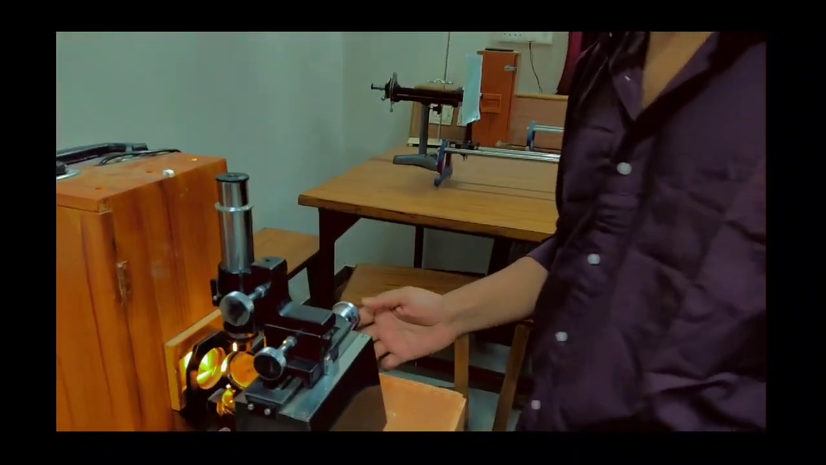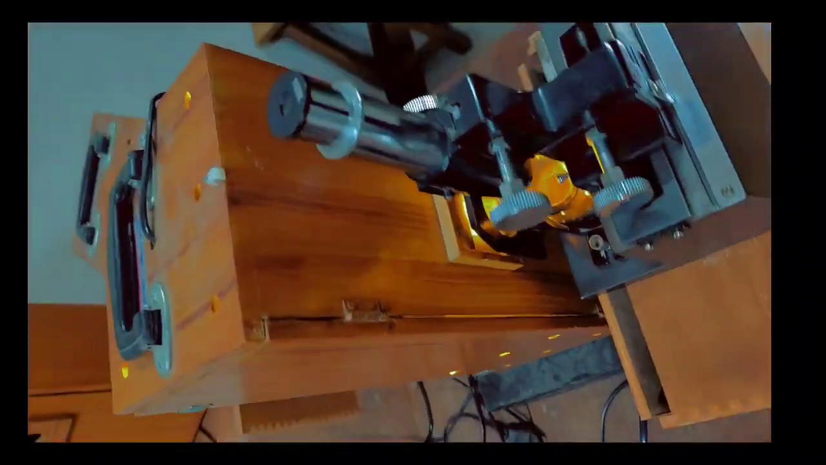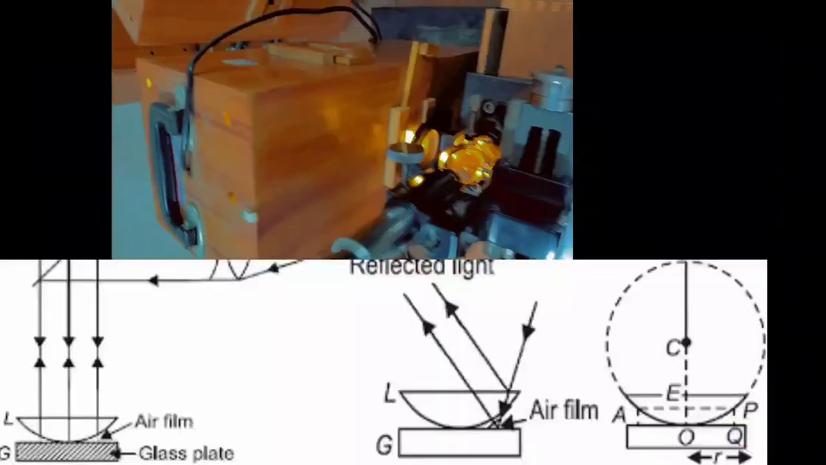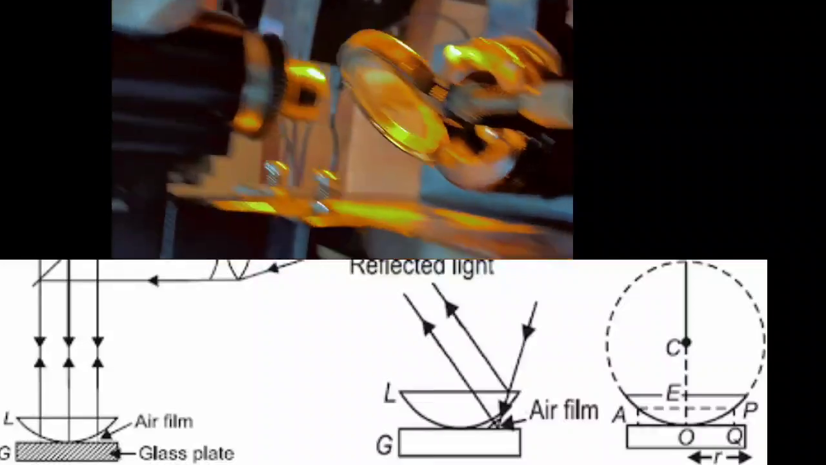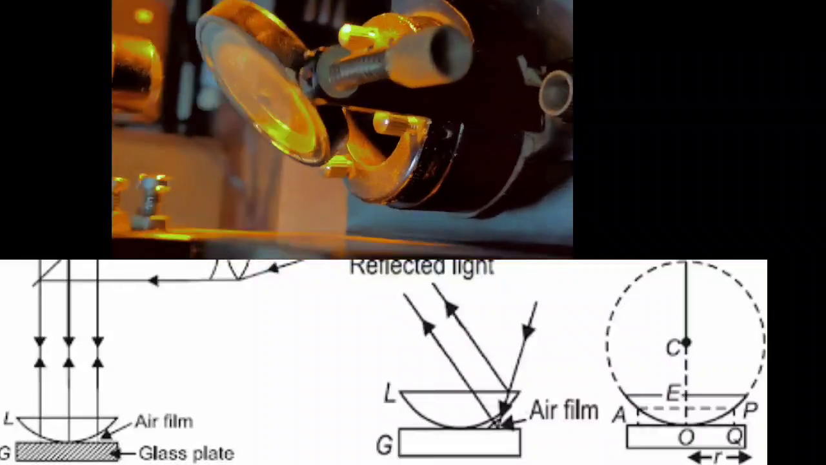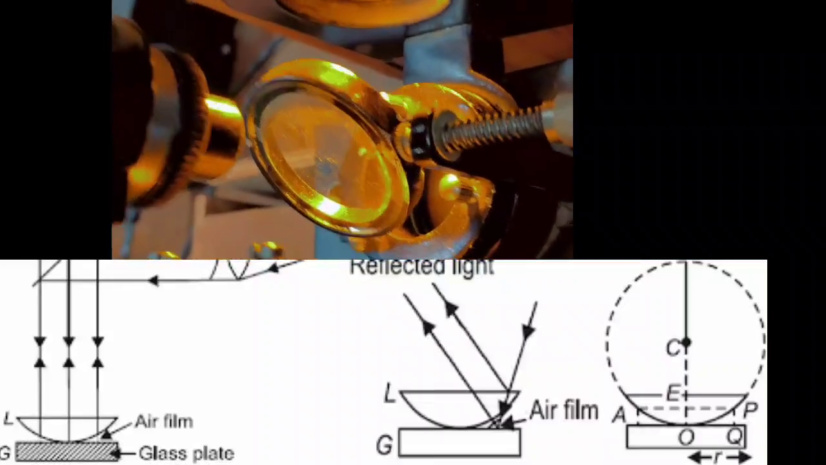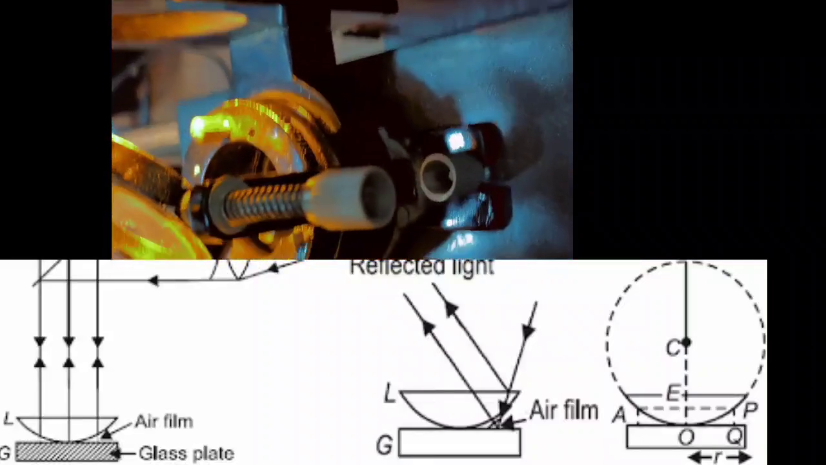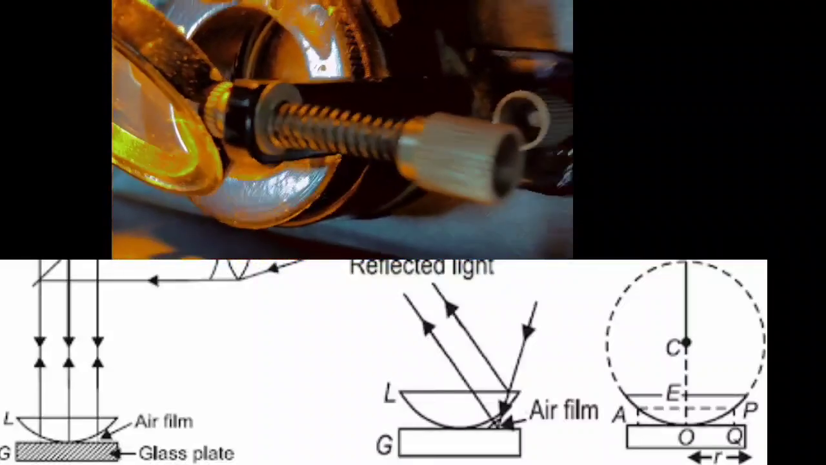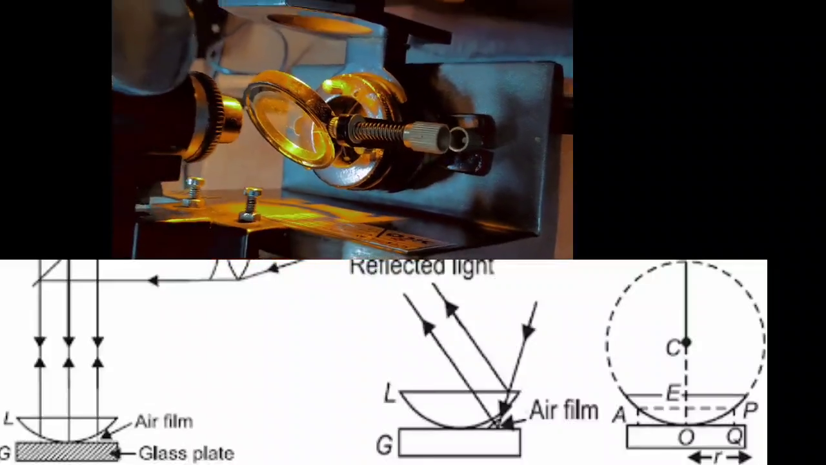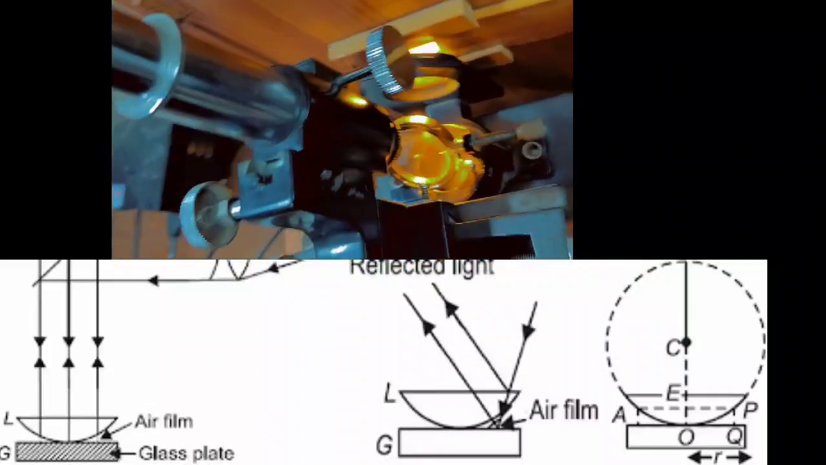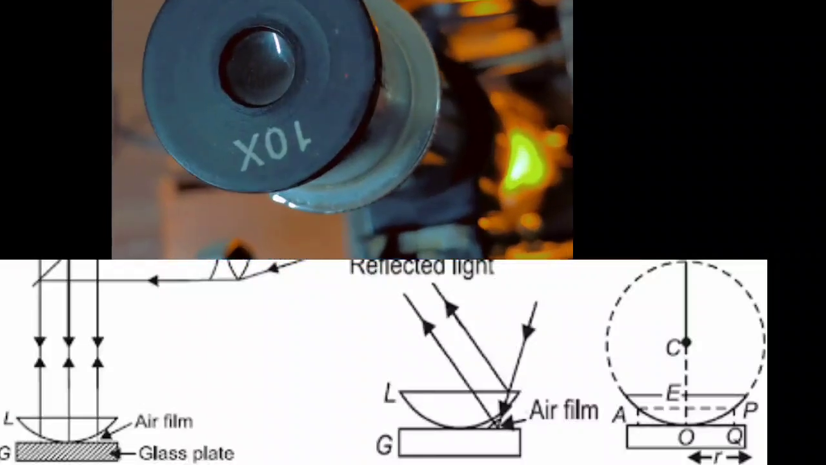Third, light incidence. Monochromatic light is incident on the lens plate arrangement. Now fourth, reflection part. Some of the light is reflected from the top surface of the air film, while another portion penetrates the film and is reflected from the bottom surface of the air film. The two reflected beams interfere with each other depending on the path difference between the beams, and constructive or destructive interference occurs.